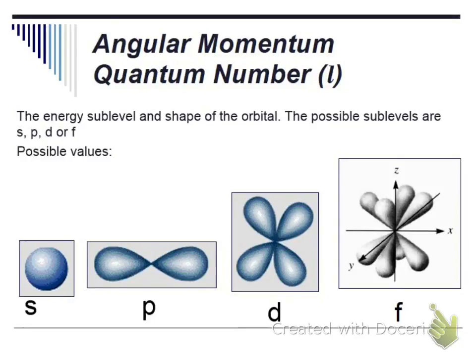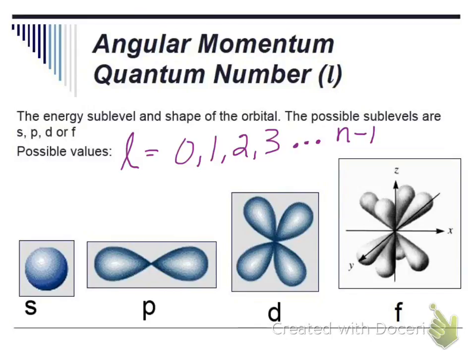So we signify this as l. I'm going to do it as a cursive l because if I do print, you'll think it's a 1. And their values can be 0, 1, 2, 3, all the way up to n minus 1.